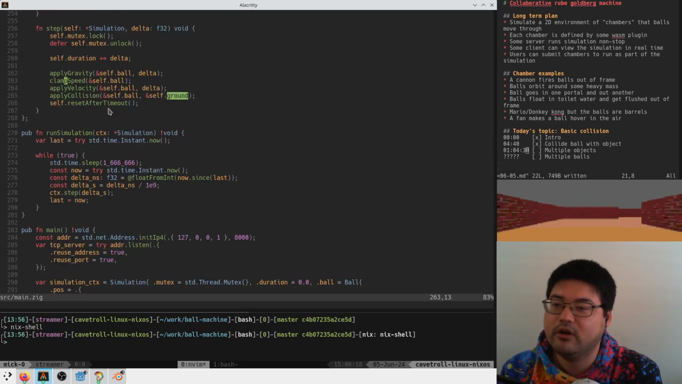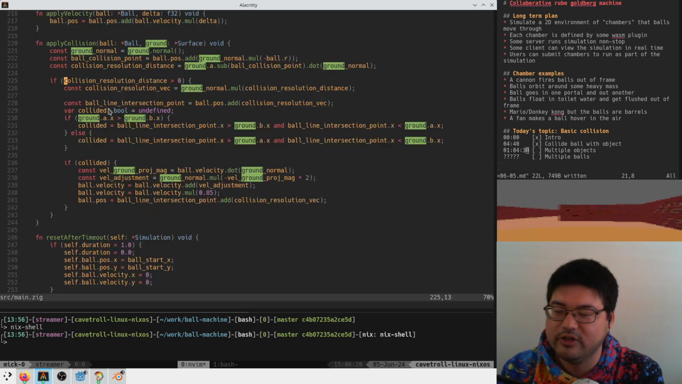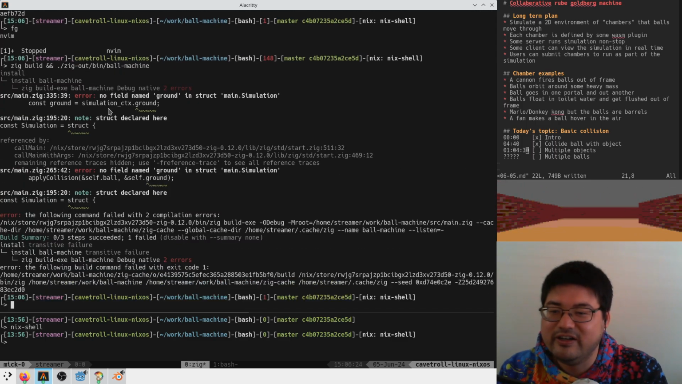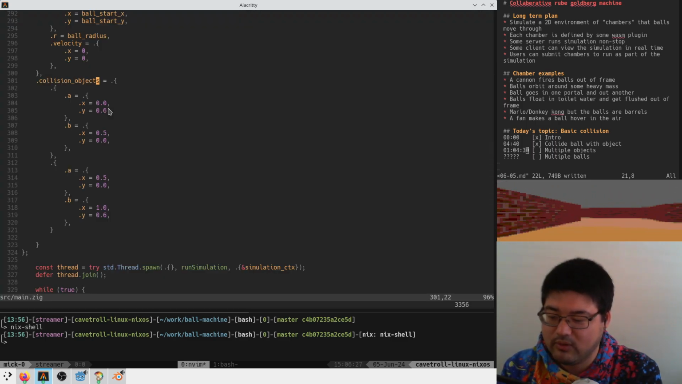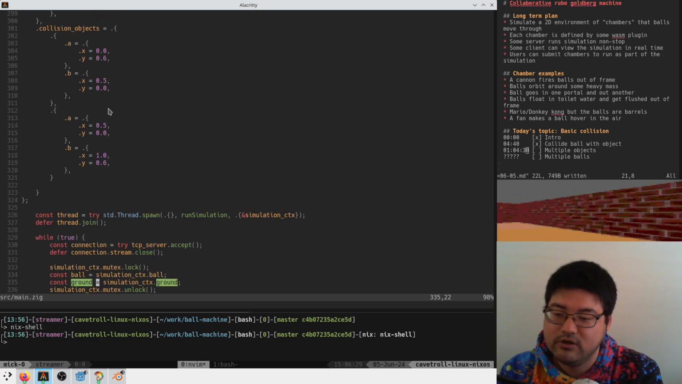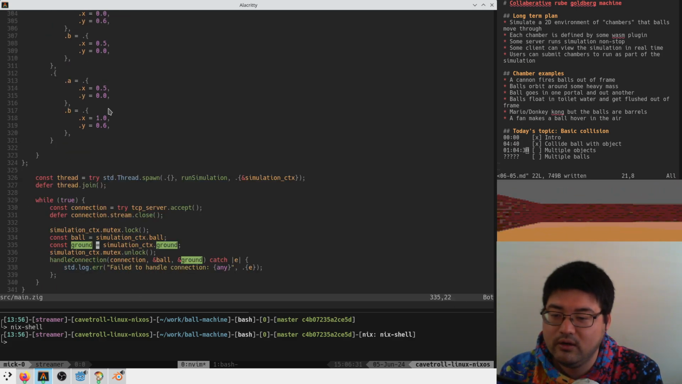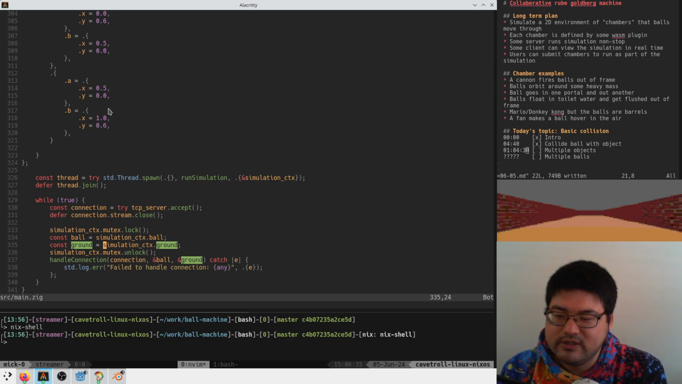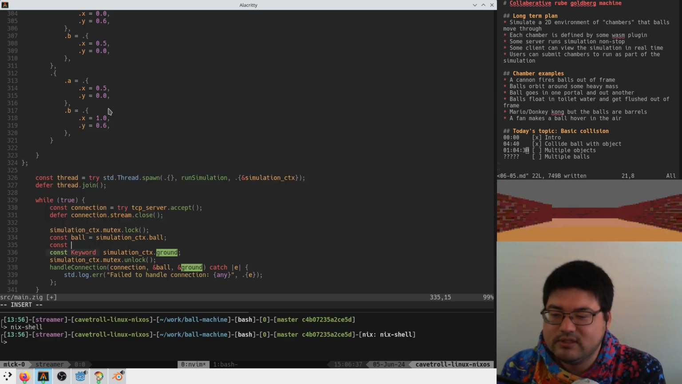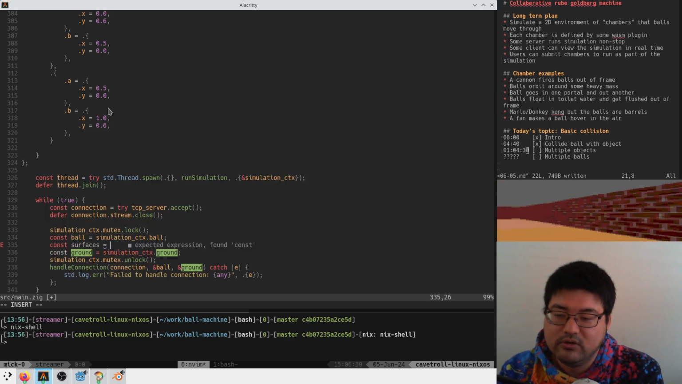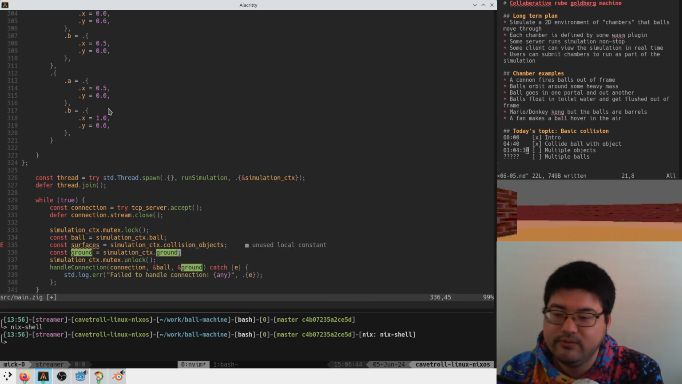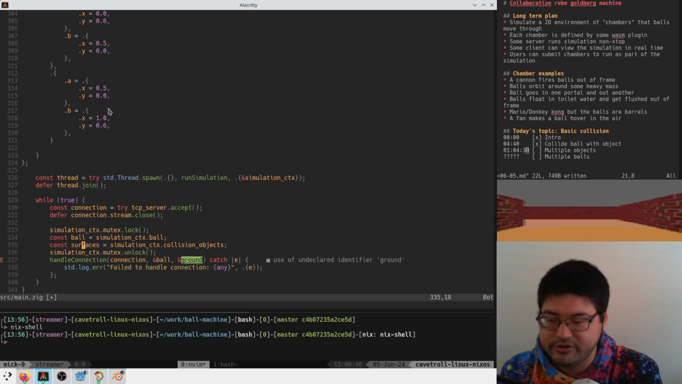He still doesn't like that? What did I call it? Colliders? What did I call collision objects? Sure. Okay, now he's mad that I'm using the ground somewhere. So here, when we render these things out, we should be copying out all the surfaces. So surfaces equal to simulation context's collision objects. I guess we'll call it collision objects.